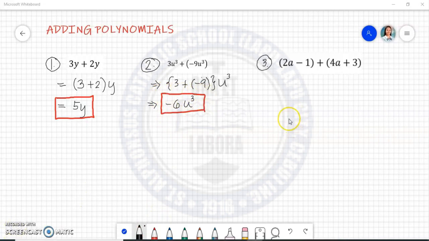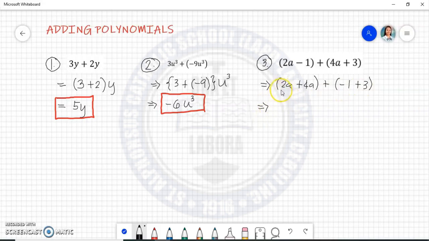We are now in example number 3. 2a minus 1 plus 4a plus 3. I would recommend, class, that you rearrange the terms in such a way that terms with like variables are written beside each other, like 2a plus 4a plus negative 1 plus 3. In this manner, it is easier for us to add the polynomials.